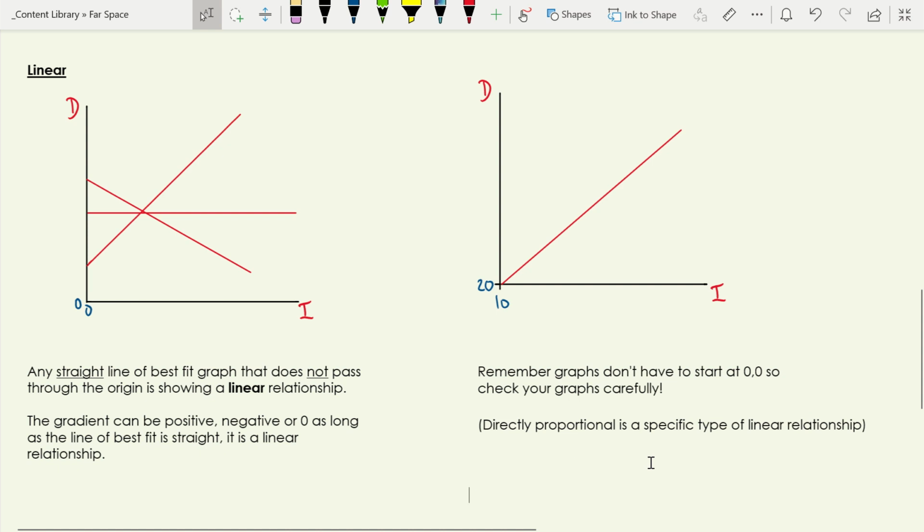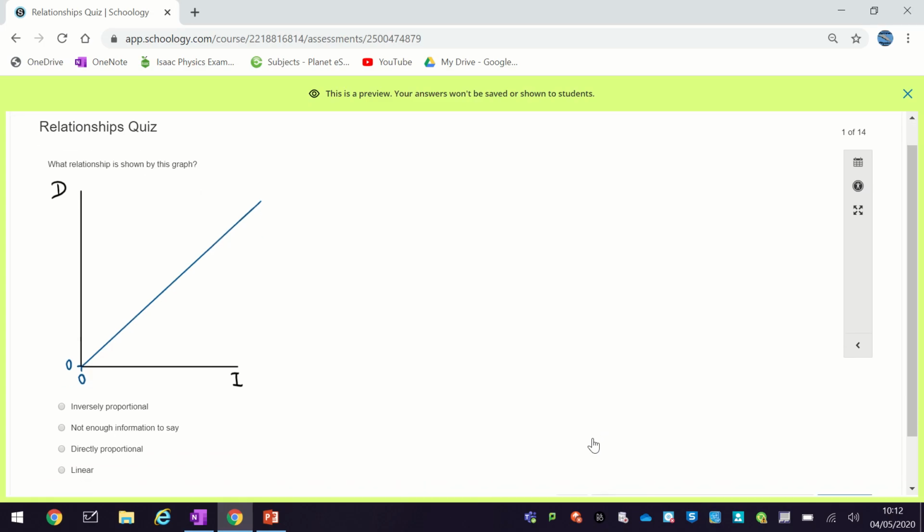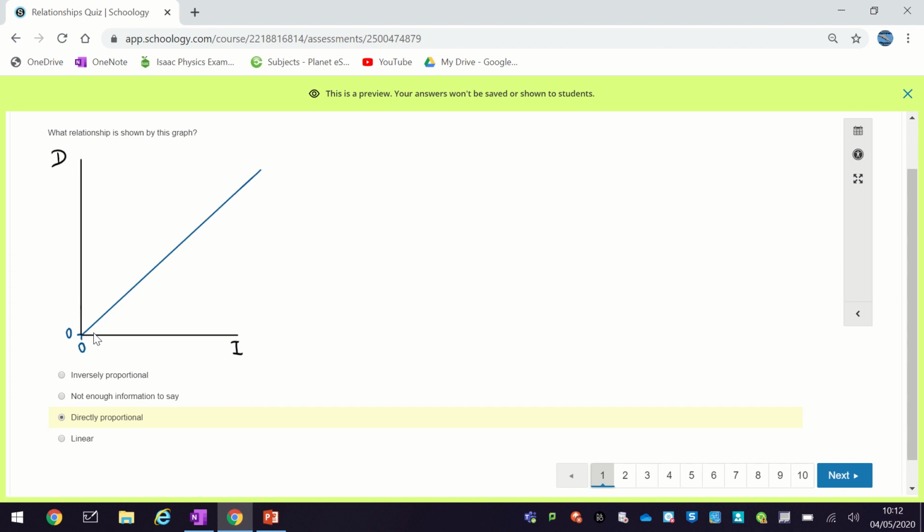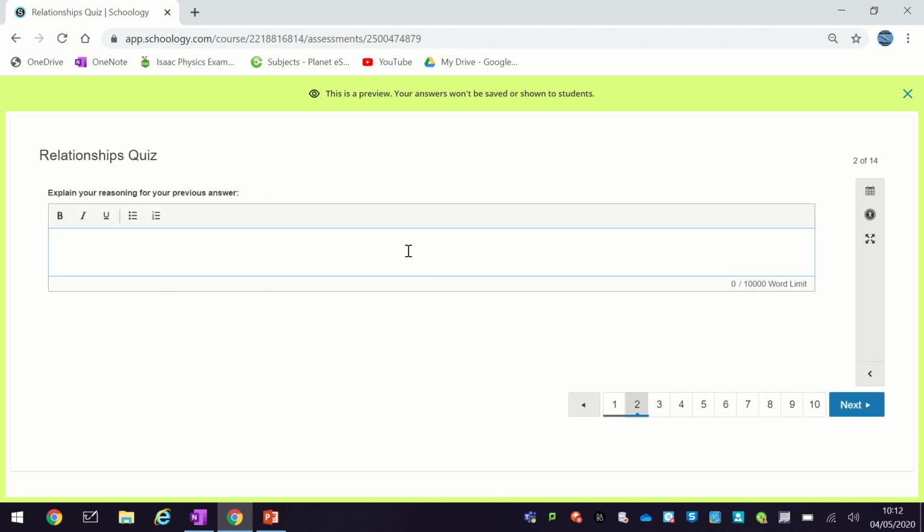Okay, so now let's go back to the quiz so we can review what I was actually looking for in these answers. So, looking at our graph, what relationship is shown? So the things I'm looking at, straight line graph, so it's definitely a linear type, but it goes through 0, 0 or through the origin, which means it's directly proportional. So we're more specific. It's not just linear, it's directly proportional. So that was our reasoning here.